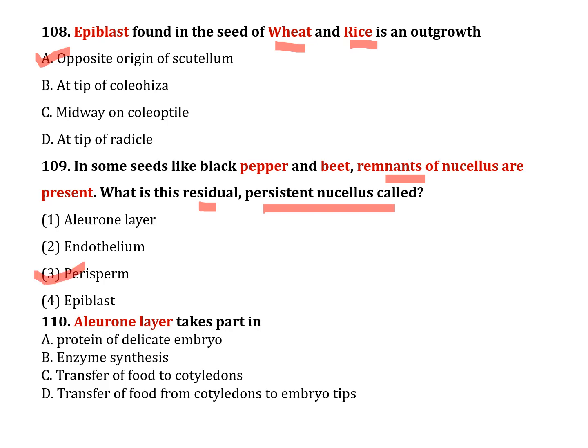It is most important. The next question number 110. Aleurone layer take part in option A protection of delicate embryo, option B enzyme synthesis, option C transfer of food to cotyledon, option D transfer of food from cotyledon to embryo tip. Correct answer is option B enzyme synthesis.